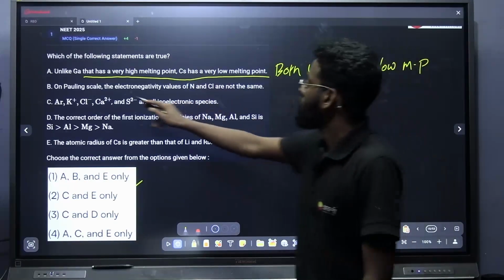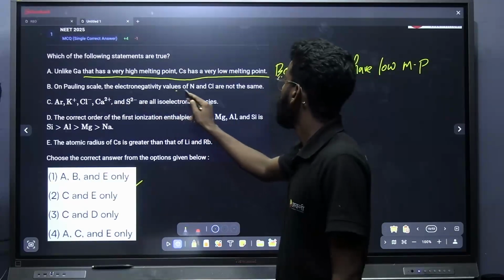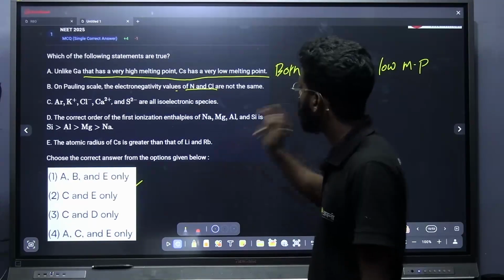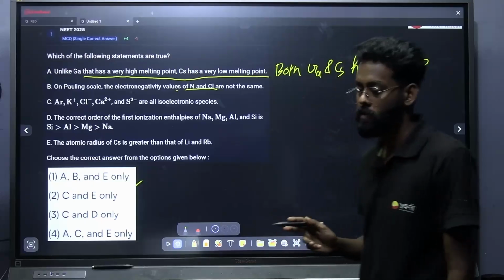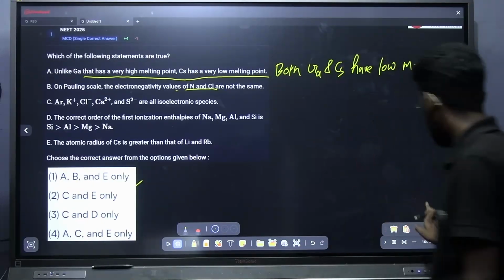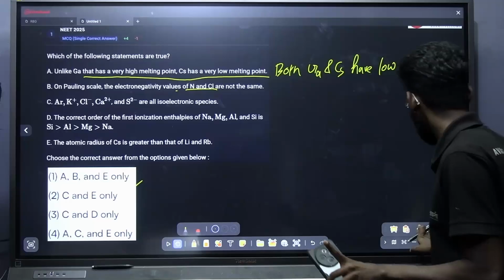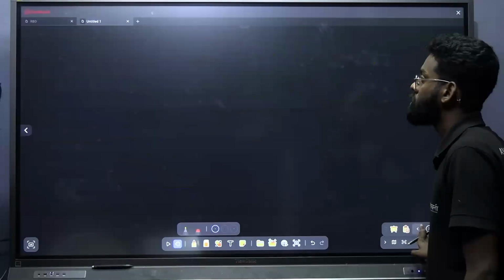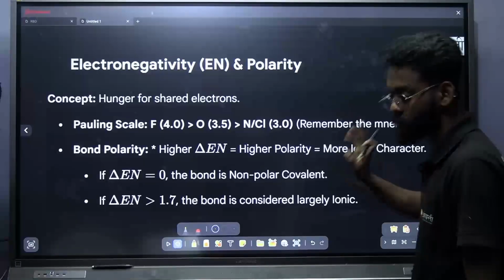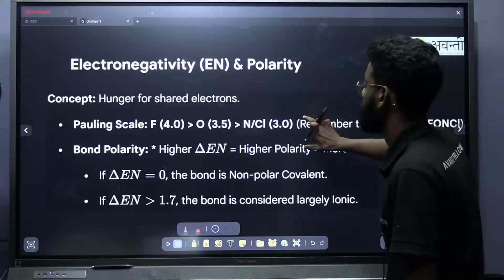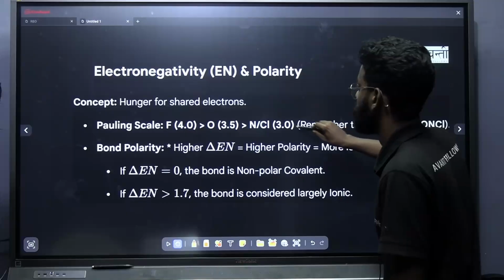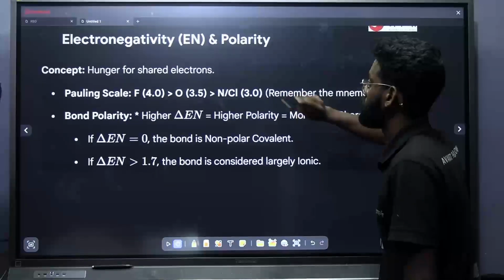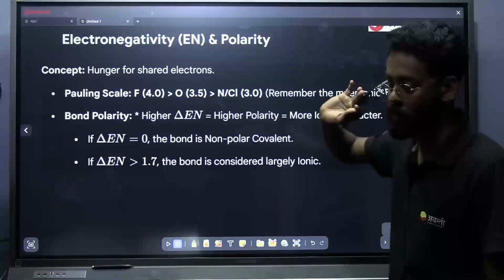Now what about second one? On Pauling scale, the electronegativity values of nitrogen and chlorine are not same. Is it correct? Did I mention? Just give me a minute. I think I missed electronegativity part. Let me see that. Okay, sorry guys, I missed electronegativity part. Yeah, this is the one point to take a note. There is nothing about electronegativity.